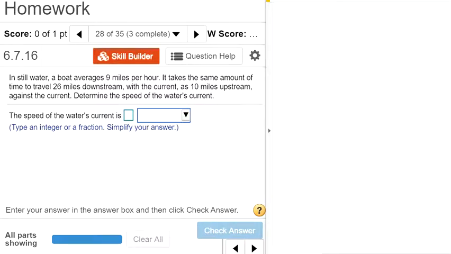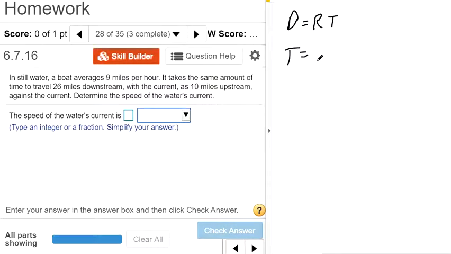Okay, so we got a boat that travels 9 miles per hour in still water, right? So one big thing from our chapter this week is direct and indirect relationships. Distance varies directly with time when a rate is a constant, right? Or you could rework this equation too. You could solve for time.